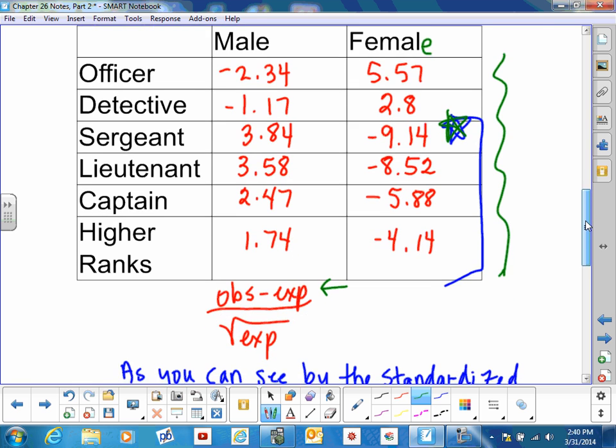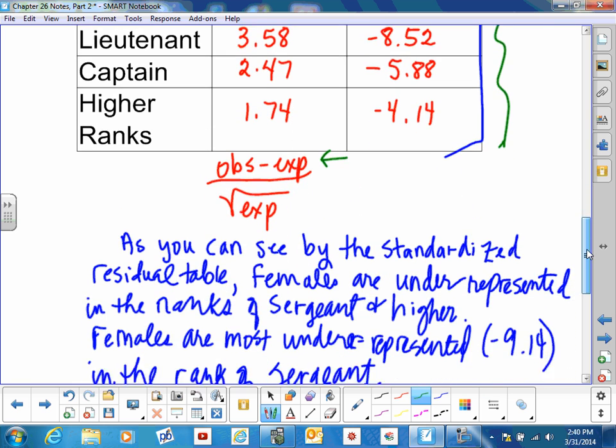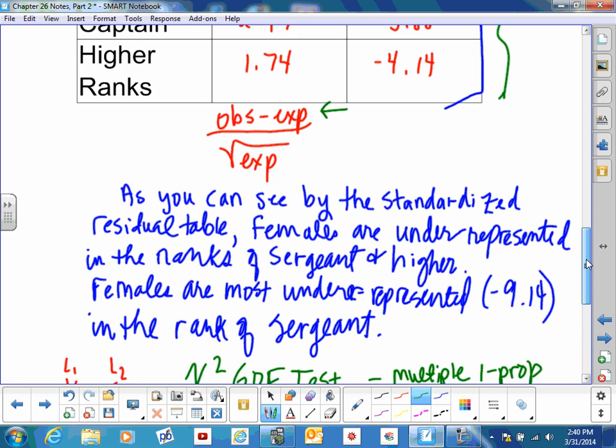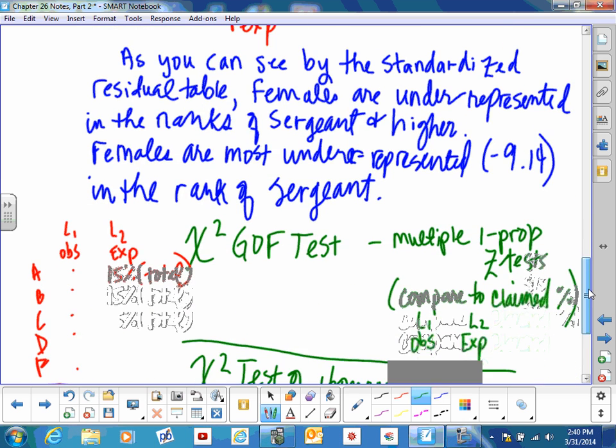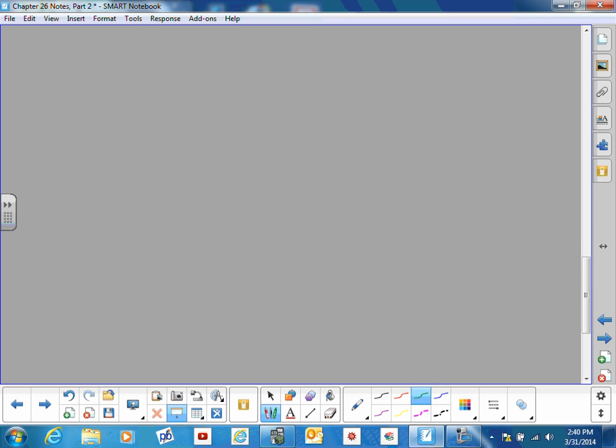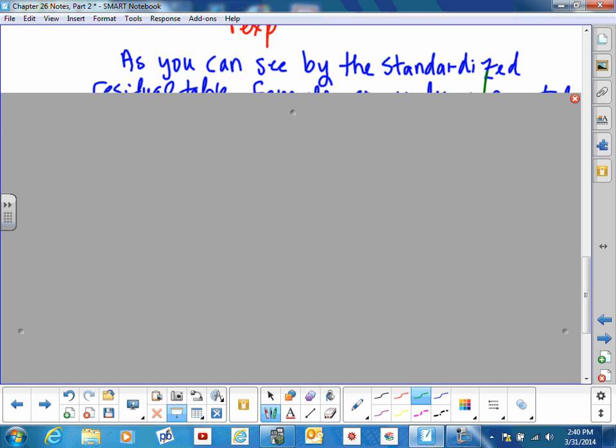So here are some sentences that I wrote. It should be something along these lines. As you can see by the standardized residuals, that's always a good thing to reference. As you can see by the standardized residuals, let's see if we can get this thing done here. There we go.